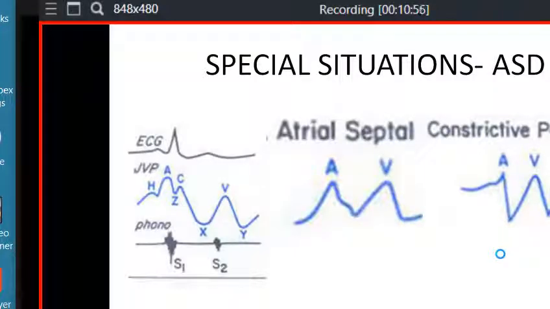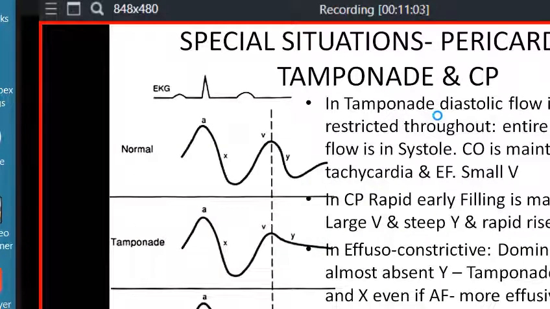So the most important thing is pericardial tamponade and constrictive pericarditis. Now in tamponade, what happens? The basic problem is the diastolic flow is restricted throughout diastole, and the entire forward flow into the heart happens in systole.